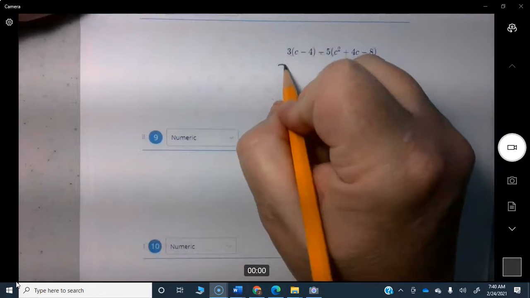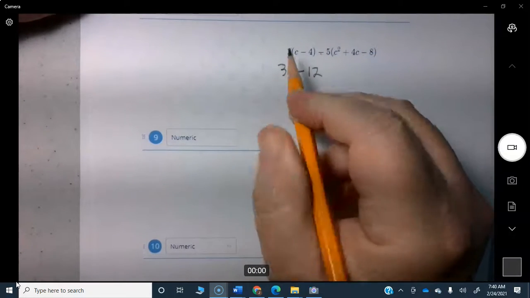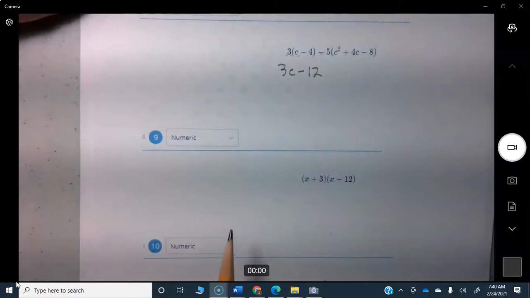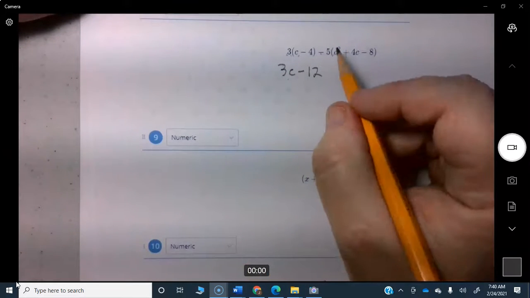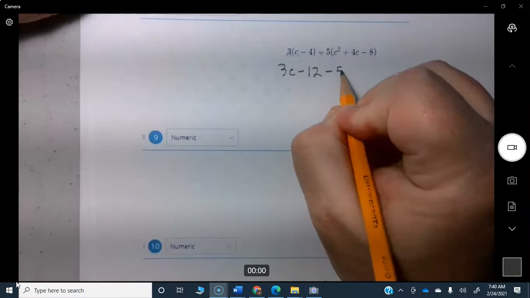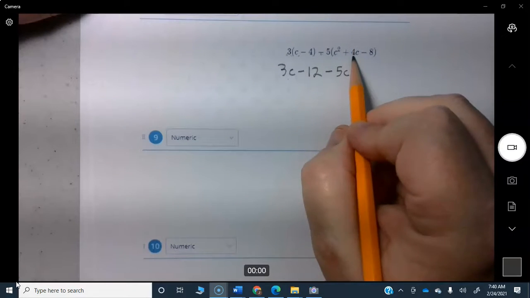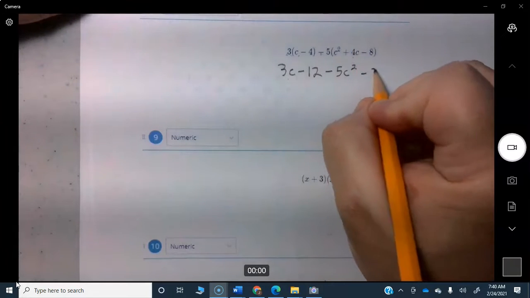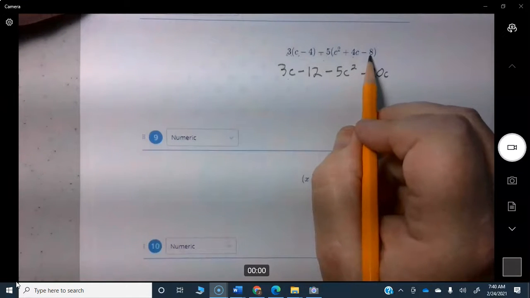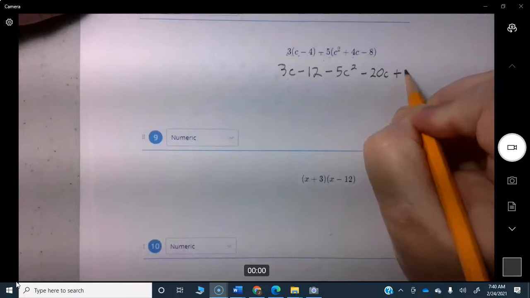So I'm going to write this as 3c minus 12. 3 times c is 3c. 3 times negative 4 is negative 12. Now minus 5 times c squared is minus 5c squared. Minus 5 times plus 4c is minus 20c. And minus 5 times negative 8, negative times a negative is a positive, 40.